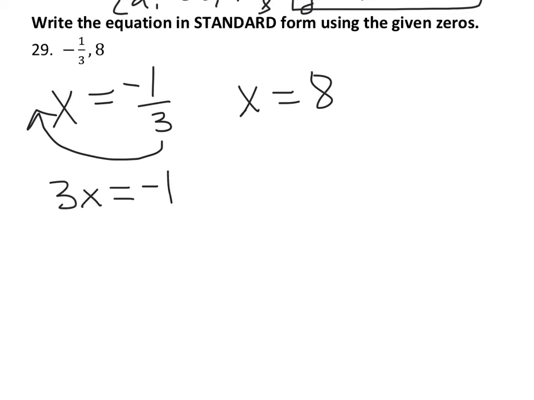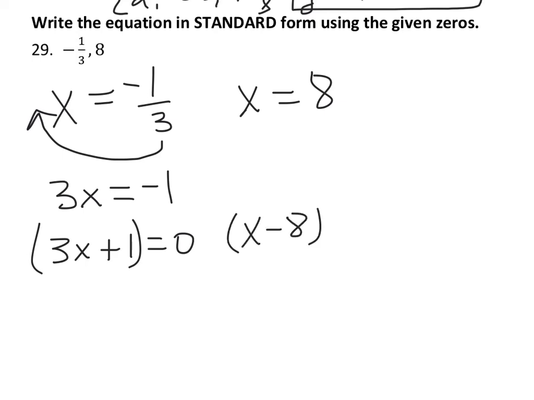And I get 3x equals negative 1. Now I need to add the 1. So that's one of my factors. The other factor is easy to get because all I have to do is subtract 8. And that's my other factor. Now what I'm going to do is multiply these two factors together to give me the standard form. So basically I'm FOILing this. And after I FOIL it, I'm going to have my standard form equation.